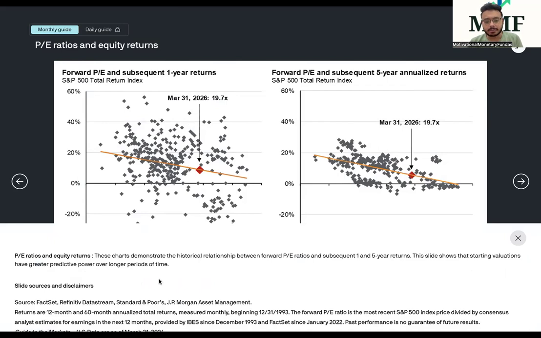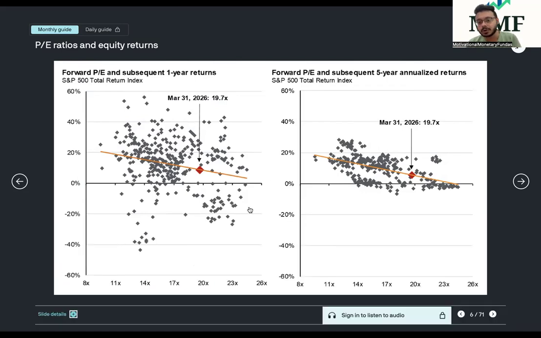And here you can get the interpretation also. Correct? These charts demonstrate the historical relationship between the forward price to earning multiple and the subsequent 1 year and 5 year returns. The slide shows that starting valuations have greater predictive power over longer periods of time. The lower the valuation you enter into, the higher is the 1 year, 2 year, 3 year, 4 year, 5 year subsequent return upon that particular index. And the same can be done for Nifty 50 also.